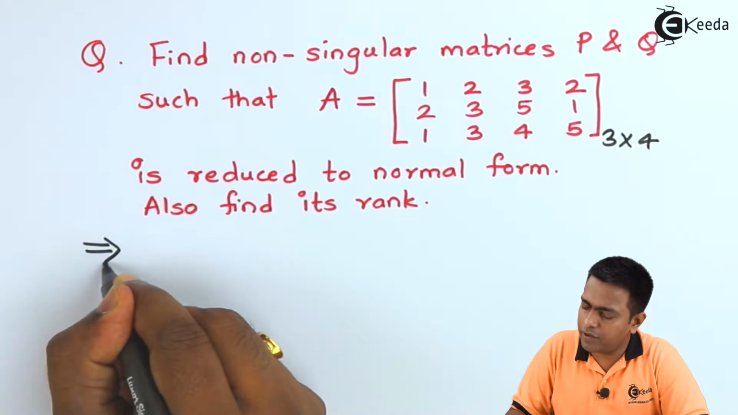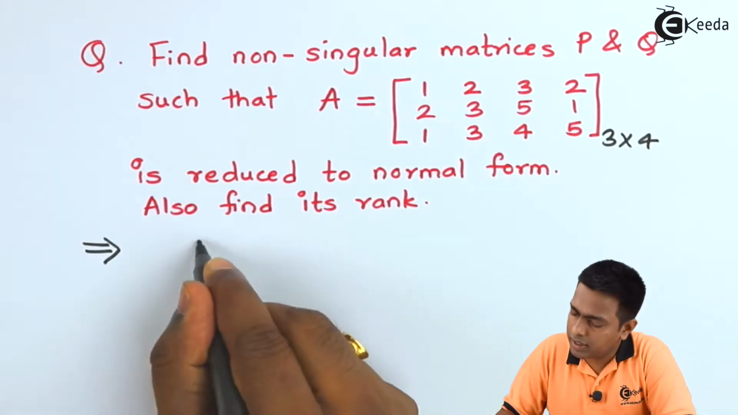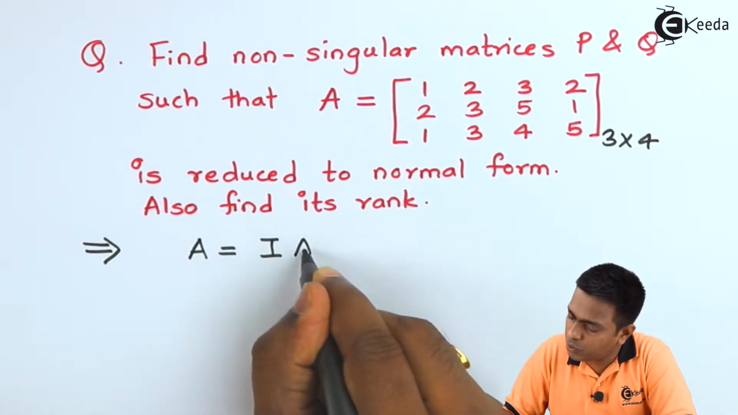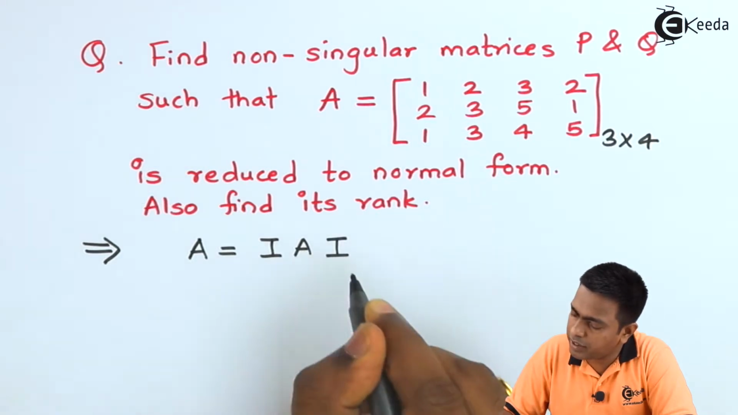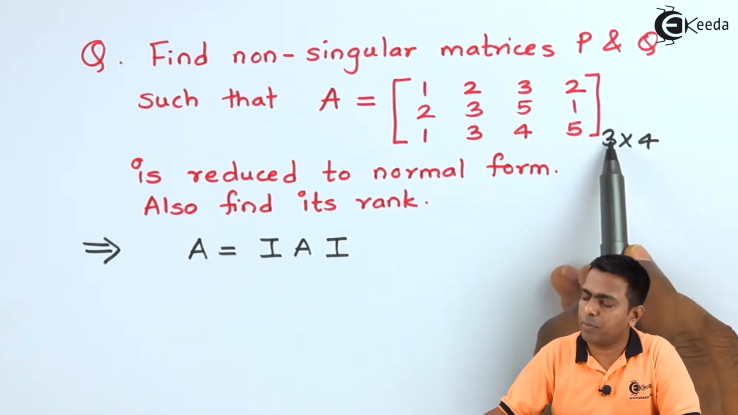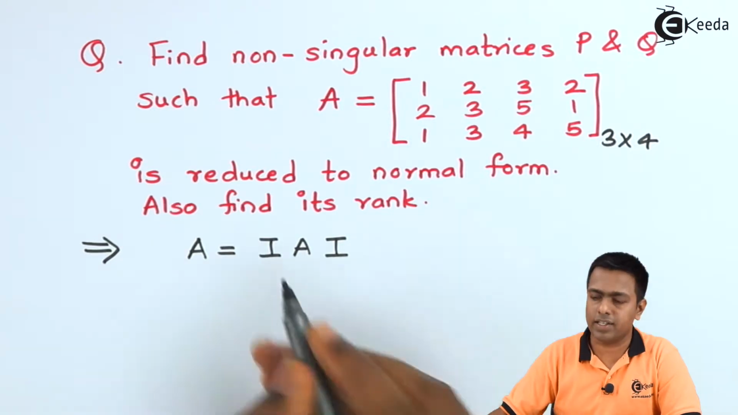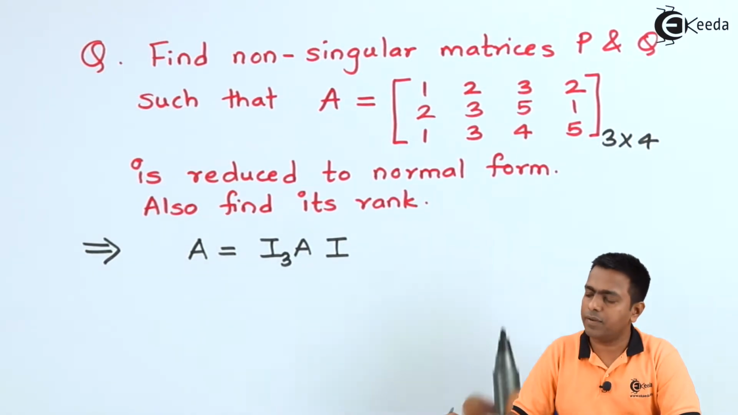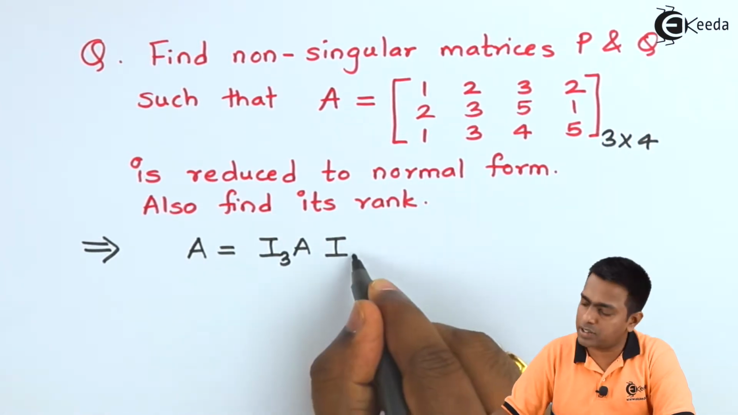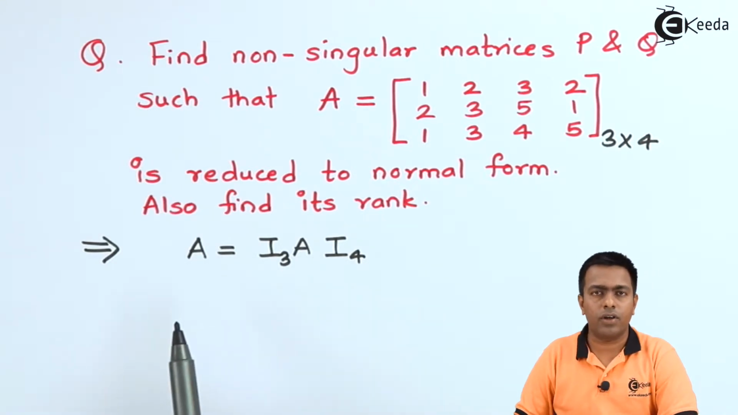So accordingly, whenever we want to find out the PAQ form, we assume A as identity matrix into A into identity matrix. The order of the first identity matrix is similar to the number of rows of the given matrix A. So here it is 3, so this will be the identity matrix of order 3. And since the number of columns is 4, the order of this identity matrix will be 4. So guys, A is I3, A, I4.